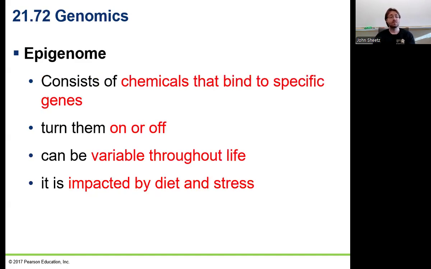So, epigenome. These are chemicals that bind to specific genes to turn them on or off and are variable through life. It's impacted by diet, stress, sun exposure, exercise. This is how your body says you need to get tanner, you need to gain weight, you need to lose weight, you need to gain muscle. It's pretty much just the chemicals that interact with your genome to make it react to the environment around you.